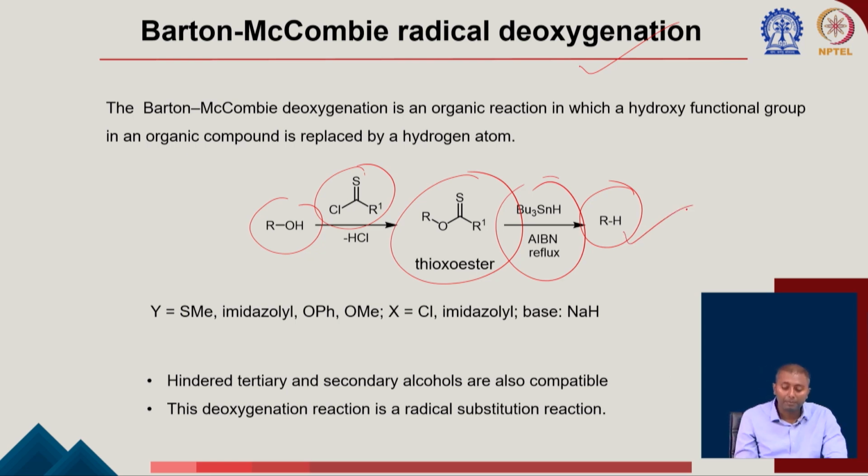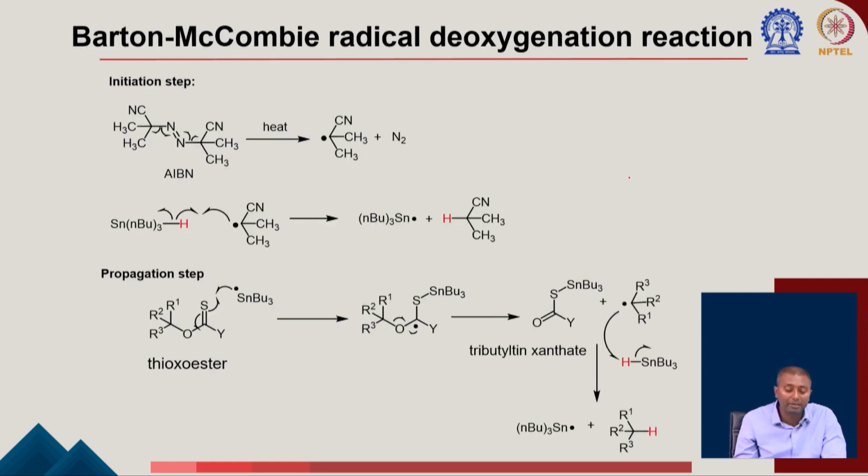Okay, so now what is happening? The hindered tertiary and secondary alcohols are also compatible here. So this is what is happening. In some sense you are converting this OH to the corresponding RH. Okay, OH to RH. So we are going to understand the mechanism here.